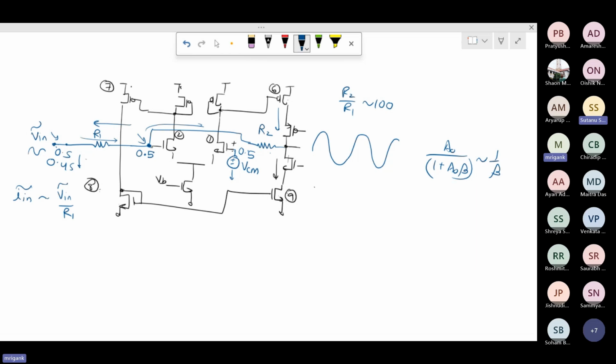So, sir, can you explain this part once? How is this DC point of M2 becoming the same as that of M1?